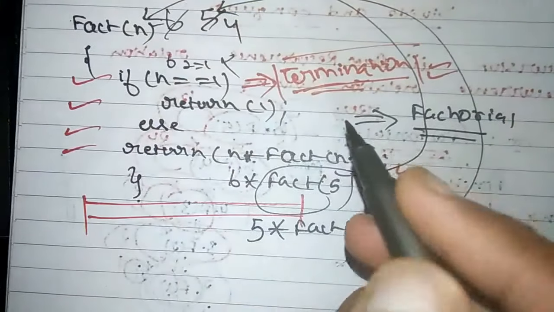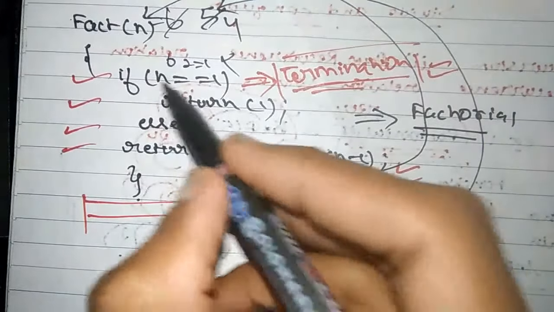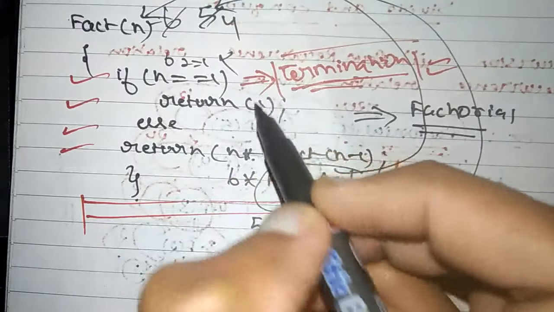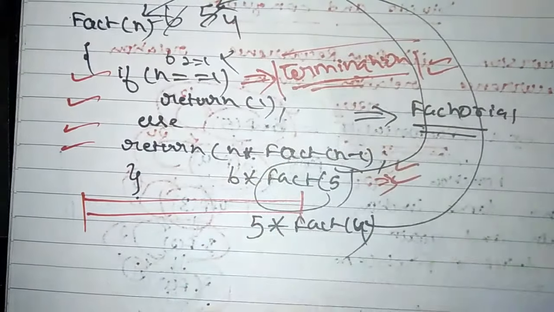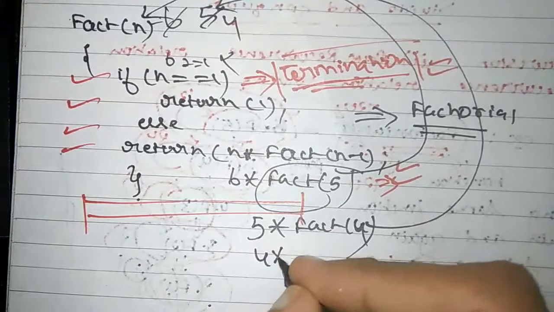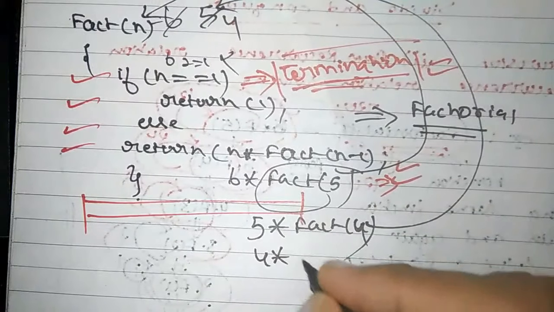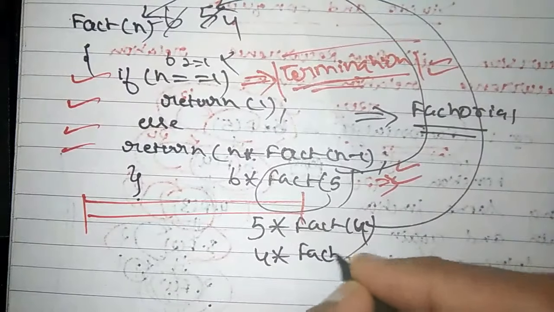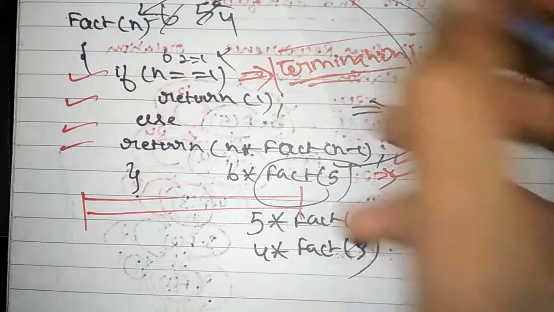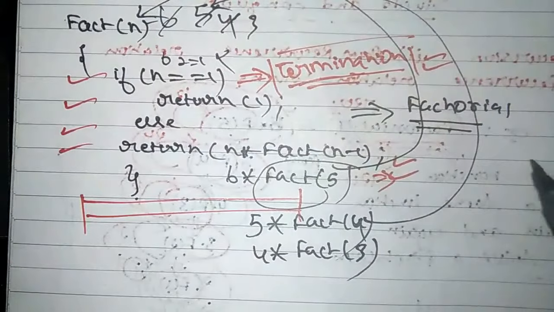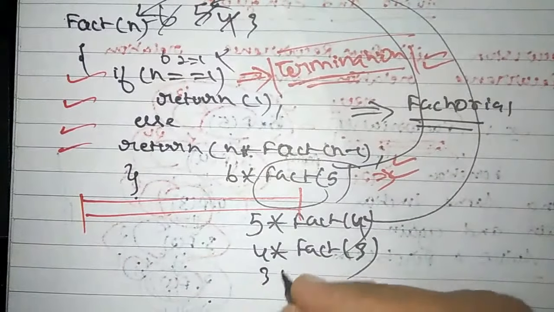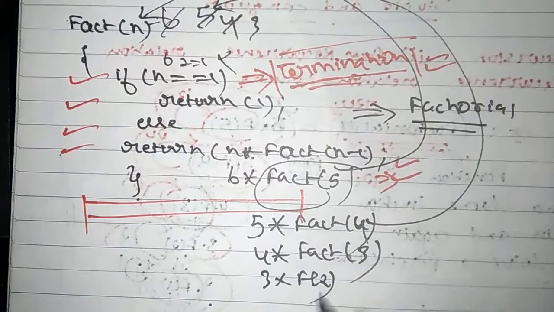Now n equals 4. Is n equal to 1, meaning 4 equal to 1? No, condition false. Again, come to the else part. n into factorial of n minus 1 means 4 into fact of 3, right? Now n becomes 3. 3 equal to 1? No, condition false. Come to the else part. 3 into fact of 2, factorial of 2.